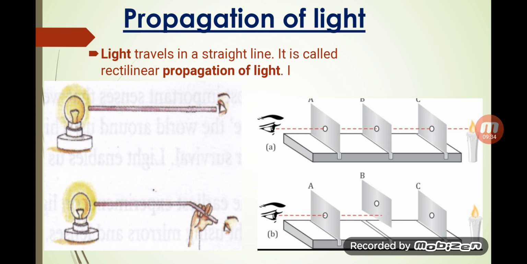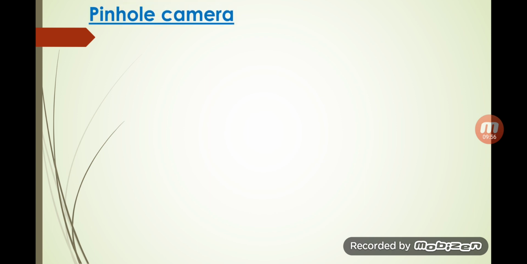And by this experiment, it is very clear that light always passes through a straight line. That is called propagation of light, and it is also called rectilinear propagation.